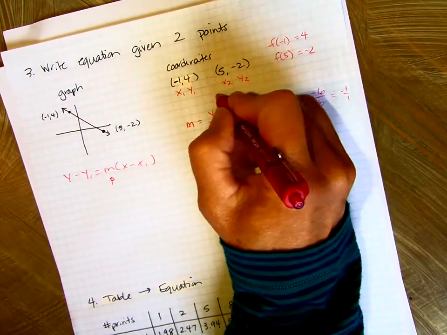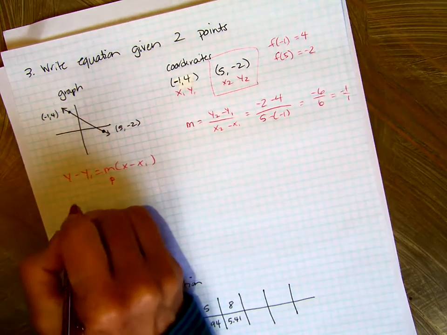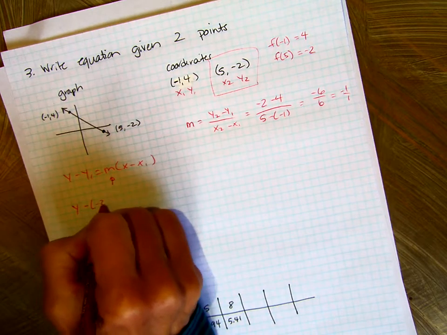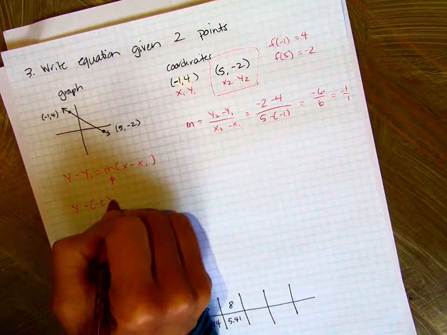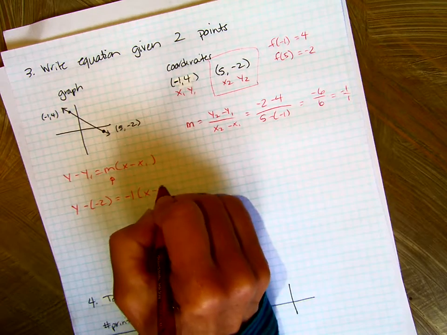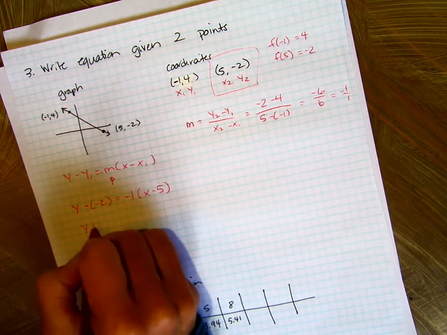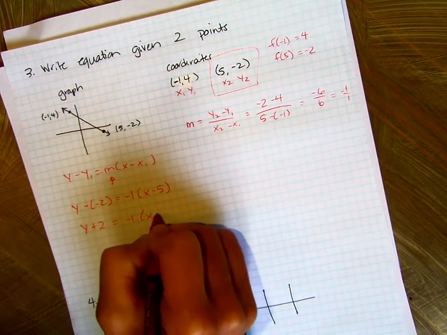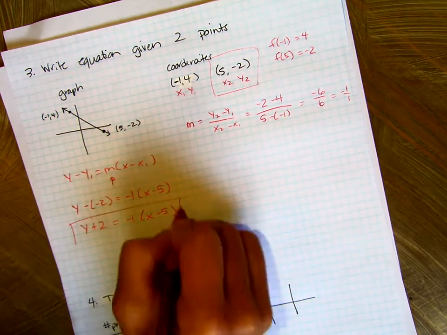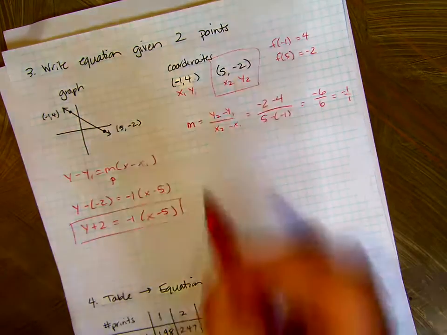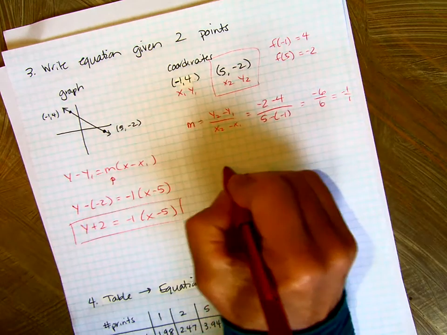And I'll say maybe they said use this point. So I'm going to say y minus a -2 equals -1 times x minus 5. So tighten this up. And there's the equation for my line. If you had used the other point, it would still be the same thing.